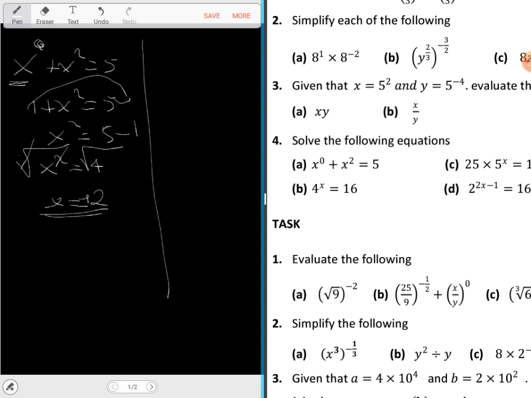Then we have B, which says find the value of x when this is equal to this. These are indices, so whatever base you have here, you must also have the same base here. So if I have 4 to the power x, I must have 4 here as well. Now what power of 4 gives me 16? I'll say 4 squared is the same as 16. So I can cancel this 4 and that 4, then this is equal to that. I have x is equal to 2.